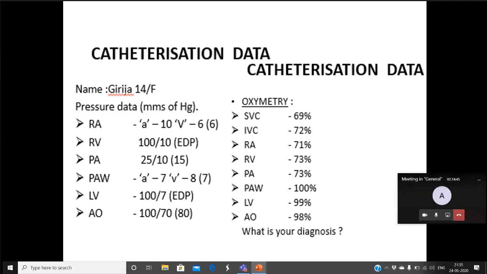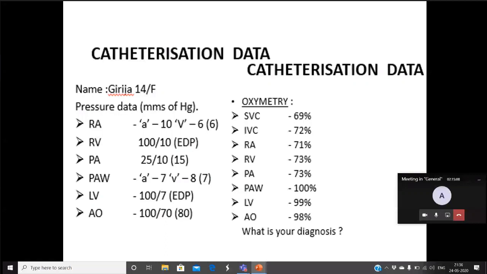Pressure is elevated, A wave prominent, sir. RV end-diastolic pressure is 10 and LV end-diastolic pressure is 7. If there is an unrestricted VSD, usually end-diastolic pressures in RV and LV are equal. So here the RV end-diastolic pressure is abnormally elevated. You have to keep that in mind when you go to the data, even though there is equalization of systolic pressure in RV, LV and aorta.